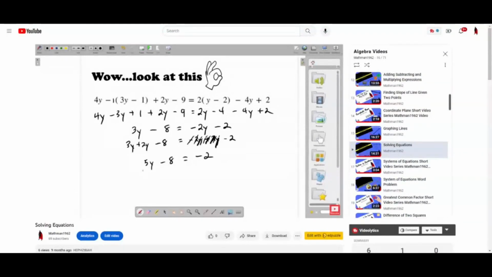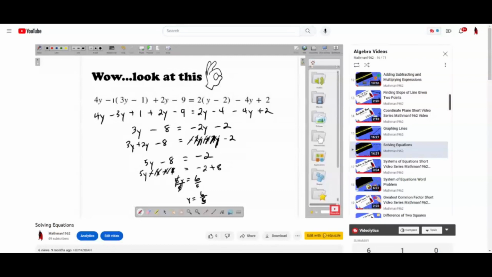Now I'm going to add 8 so that those will add up to 0. I need to add 8 on this side. The 8's cancel out. I'm left with 5y. Negative 2 plus 8 is 6. Now I divide by 5. Divide by 5. Y is equal to 6 fifths.